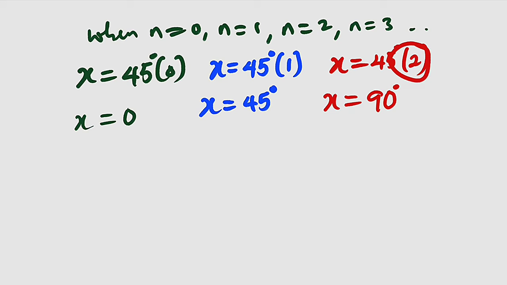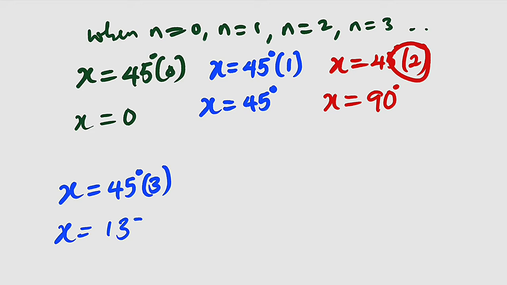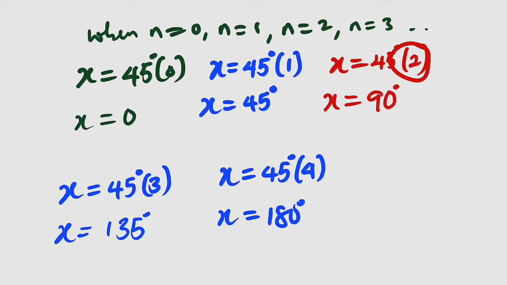Let's substitute when n is equal to 3. When n is equal to 3, we have x equal to 45 degrees times 3. This implies that x is equal to 135 degrees. When n is equal to 4, we have 45 degrees multiplied by 4. x will be equal to what? 45 times 4 is 180 degrees.